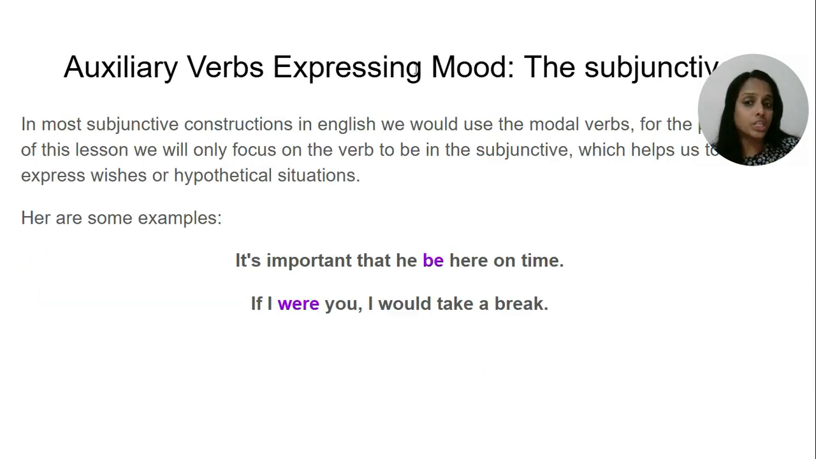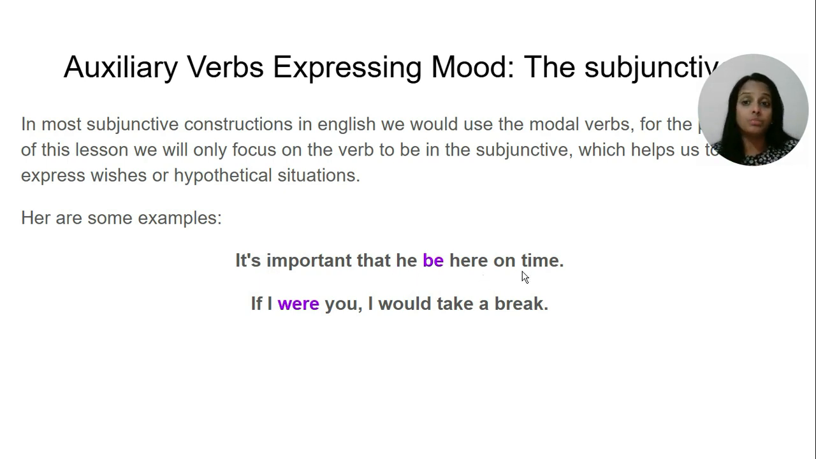Finally, we have the subjunctive mood. This one is a bit more complex because it's used to express wishes, suggestions, or hypothetical situations, things that are not necessarily facts. In the subjunctive mood, we often use modal verbs, but for today, we are just focusing on one key verb: to be. Got it? In the subjunctive mood, we often see the auxiliary verb to be used in a specific form. Let's look at a few examples. It's important that he be here on time.